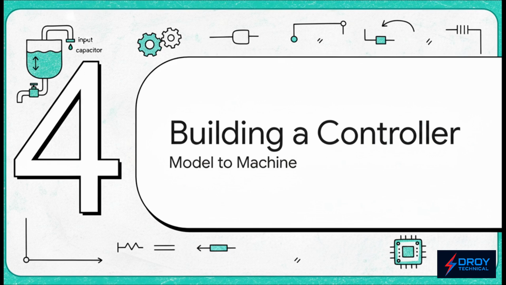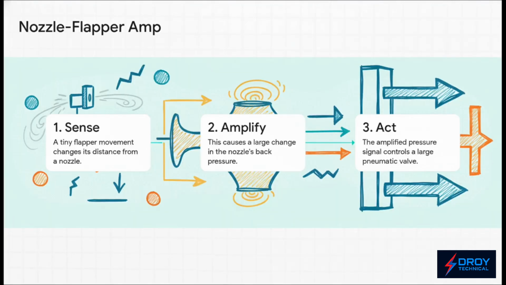The next step is to use that model to build a controller, a device that can automatically manage the system. This is how we go from just theory to an intelligent machine. A classic example is something called a nozzle flapper. It's an incredibly clever little device. A tiny, almost effortless movement of a little flap is sensed. This tiny motion causes a huge change in air pressure, which amplifies the signal. That new, powerful pressure can then be used to move a massive valve. That's the act. A tiny little input creates a gigantic output.